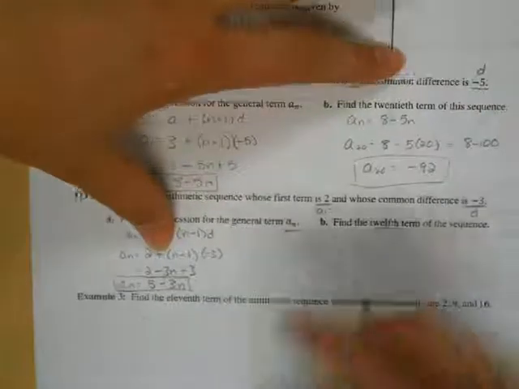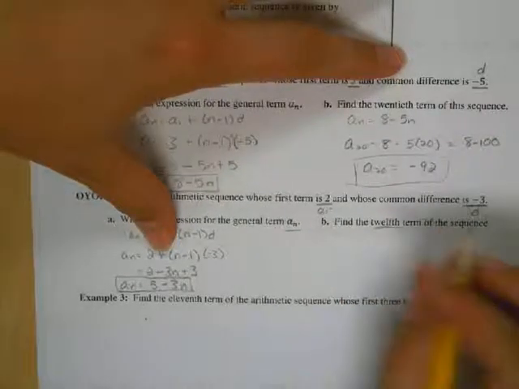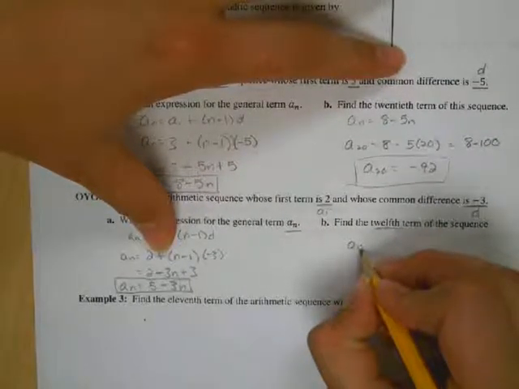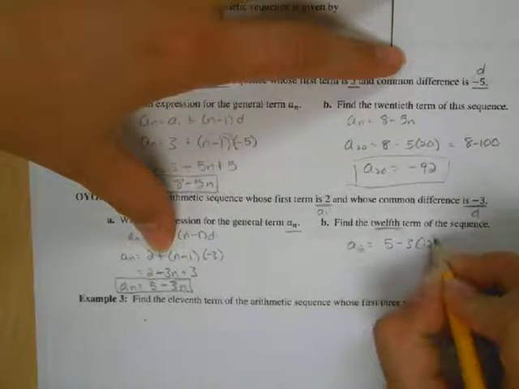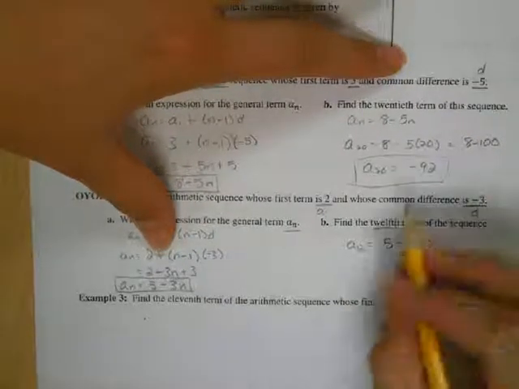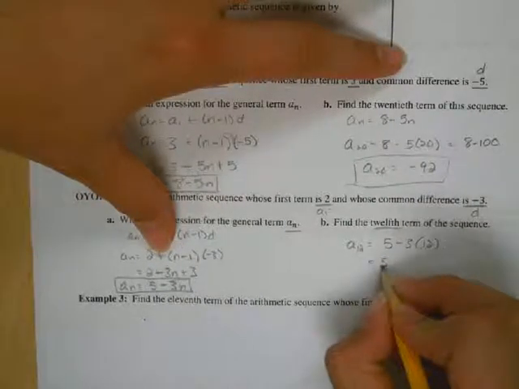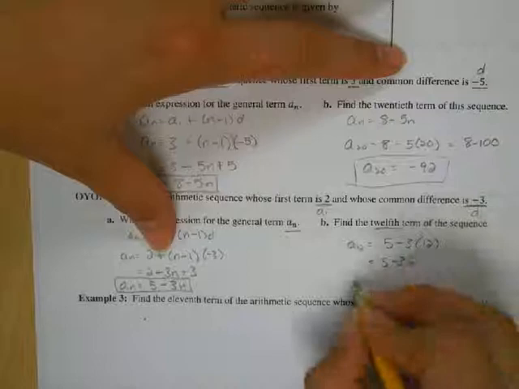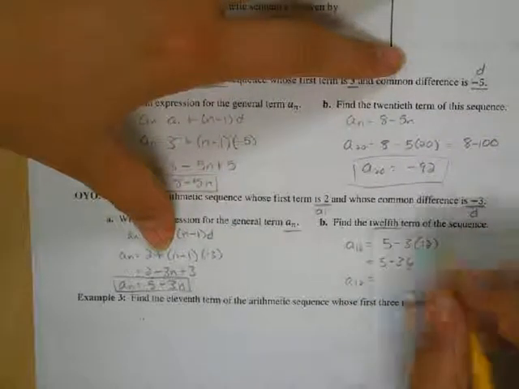And then I want to find the 12th term of the sequence. To find the 12th term, you just plug in 12. So a sub 12 is 5 minus 3 times 12. 3 times 12, 12, 24, 36. It's 5 minus 36, so a sub 12 is going to equal negative 31.